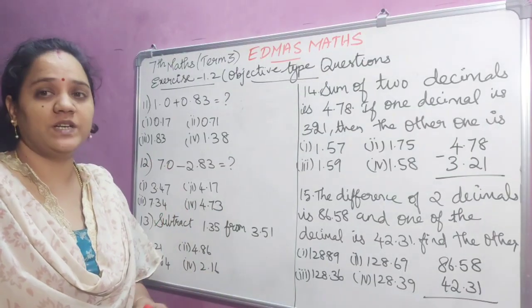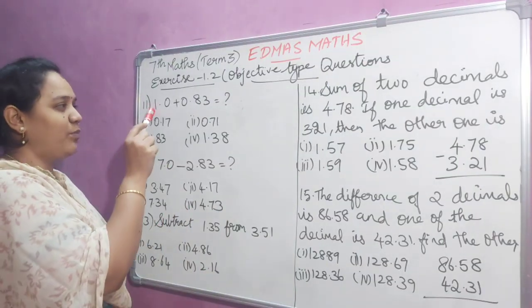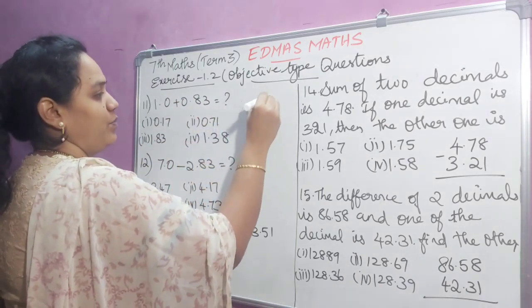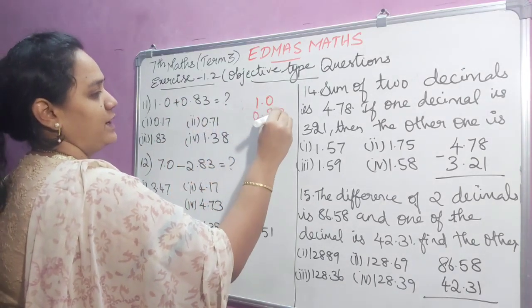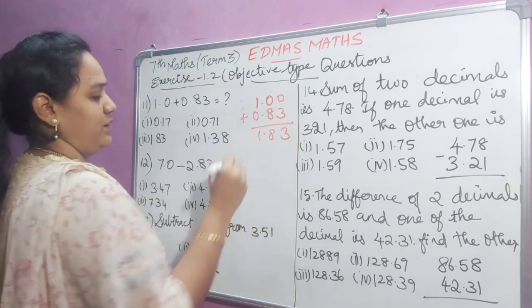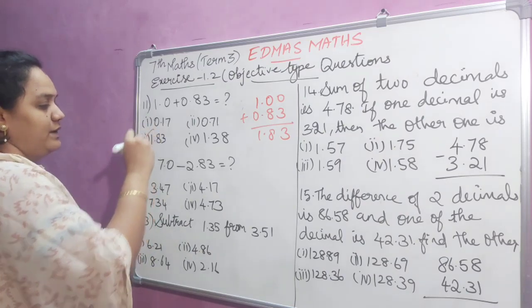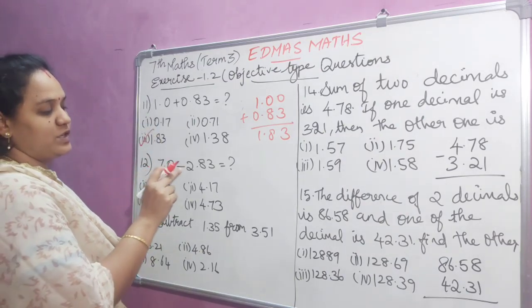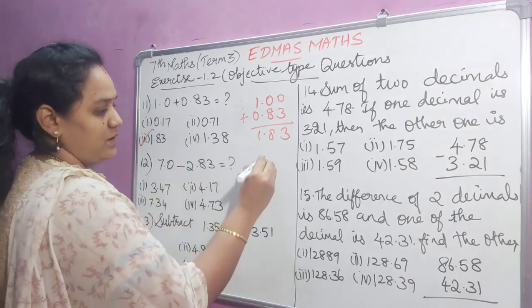Exercise 1.2, objective type questions. The first question is 1.0 plus 0.83. So we have to add. So 1.0, 0.83. Adding 3, 8, 1, the answer is 1.83. Third option. Second one, 7.0 minus 2.83.